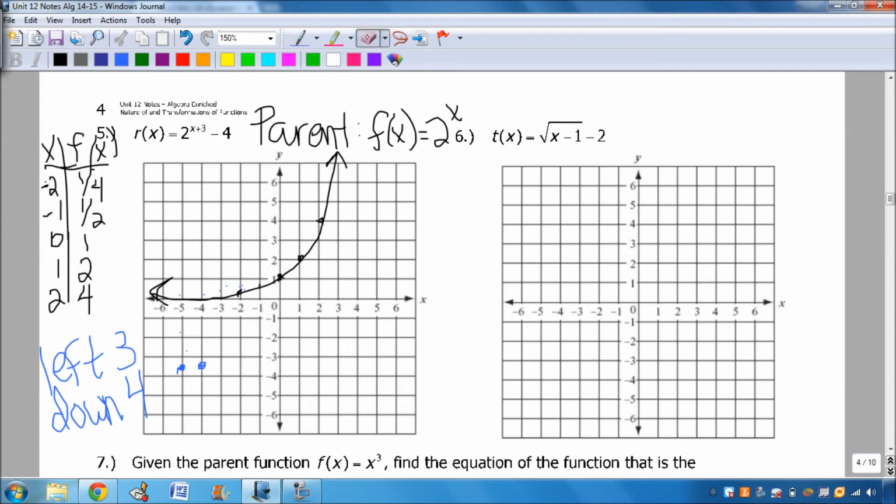I'm going to just erase this and bring it down a tiny bit because it's not quite low enough for me yet. This one right here, this point, I'm going to take it to the left 3, 1, 2, 3, and down 4, 1, 2, 3, 4. And then this coordinate, same thing, left 3, down 4. And then my last coordinate, I'm going to go to the left 3, down 4. And so now this is what my new graph will look like.